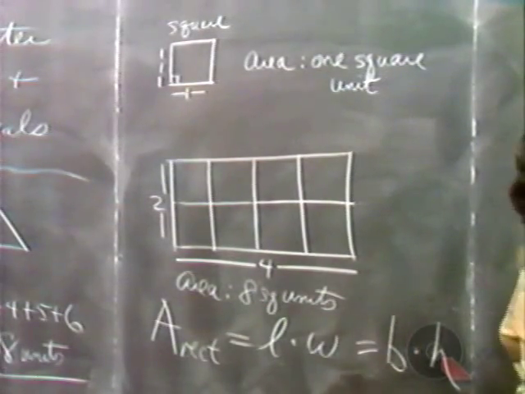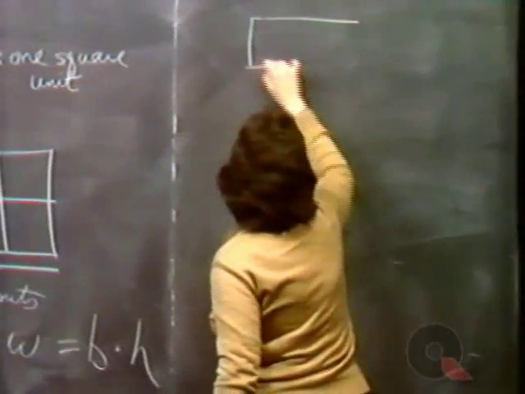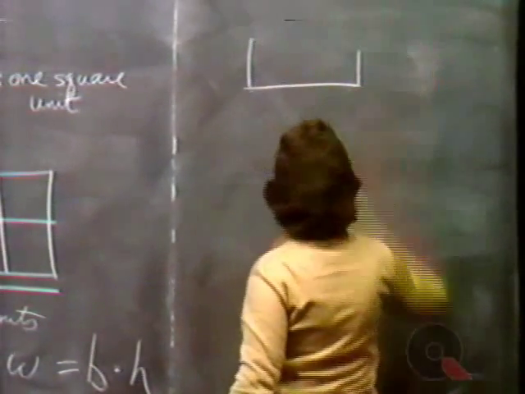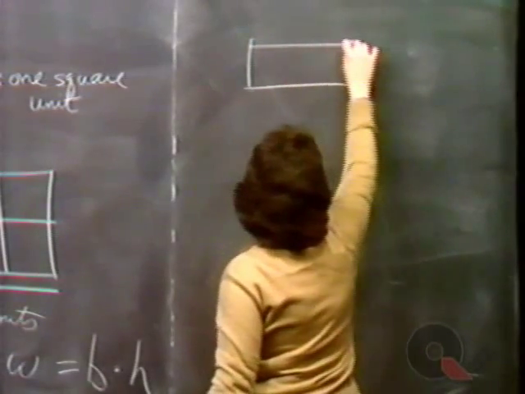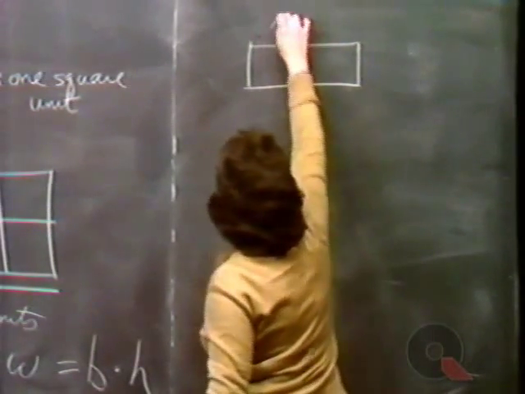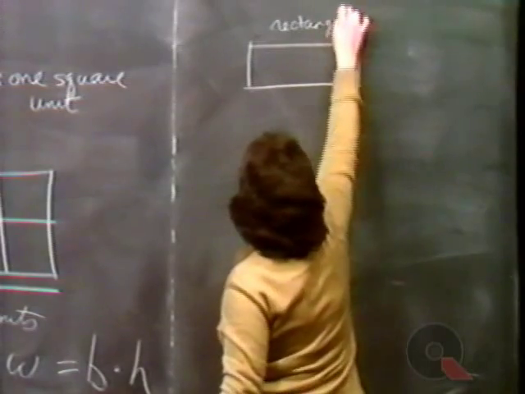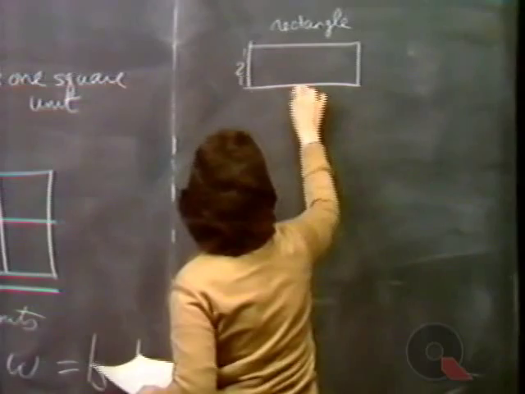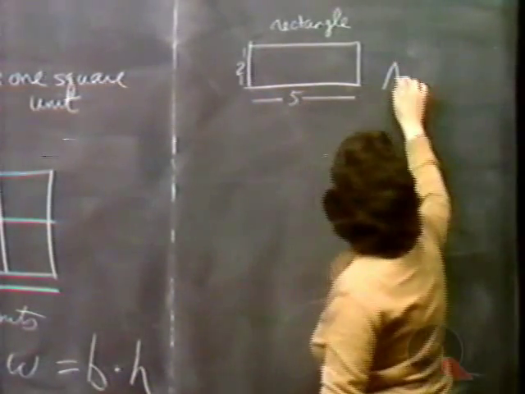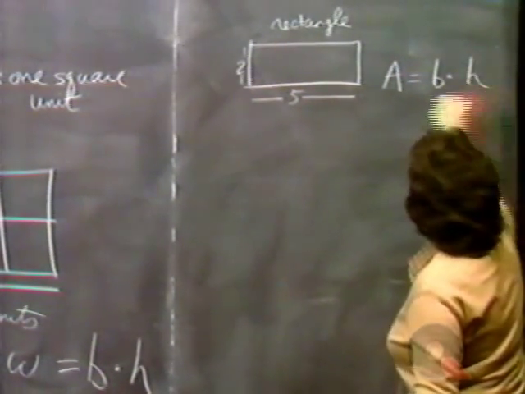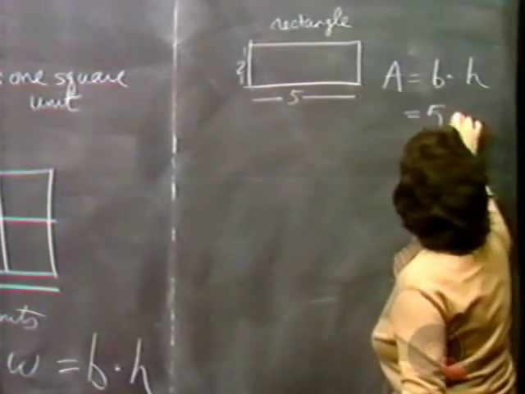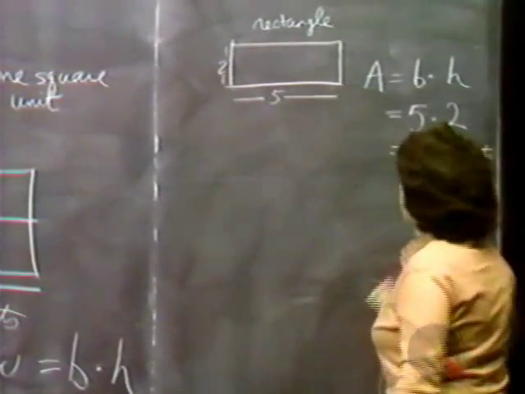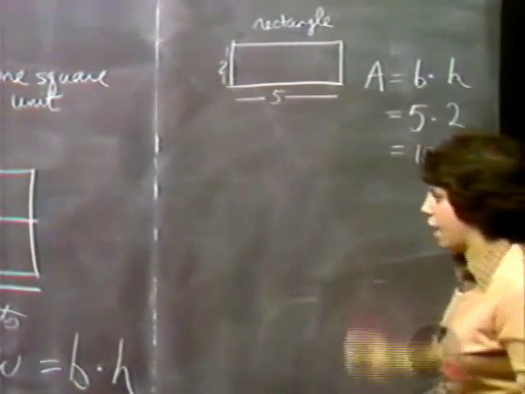Okay, what would be the area of a rectangle? Here's a rectangle, and the dimensions are 2 by 5. The area, base times height, 5 times 2, or 10 square units. Whatever your unit happens to be.